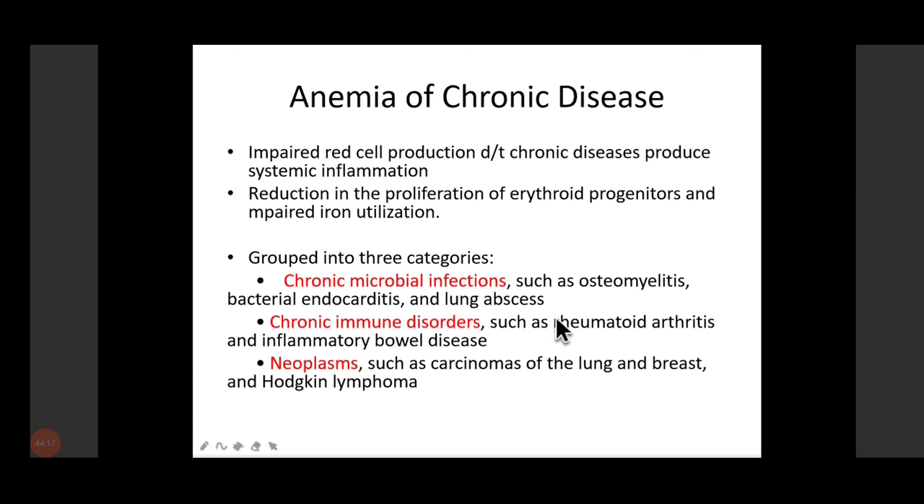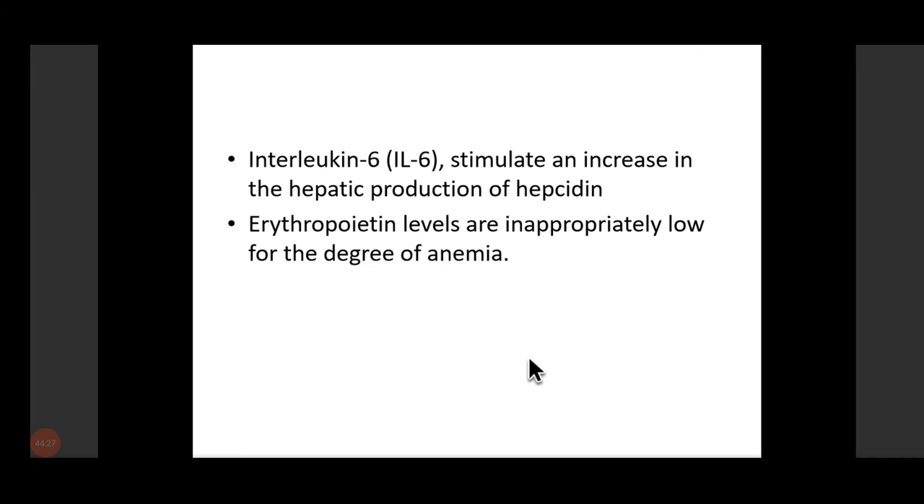So the classical history of anemia of chronic disease will be some of these inflammatory or neoplastic conditions, and the patient will present to you with anemia. And as I highlighted before, hepcidin. Interleukin 6 stimulates the increase in hepatic production of hepcidin, which is the negative regulator of iron metabolism.